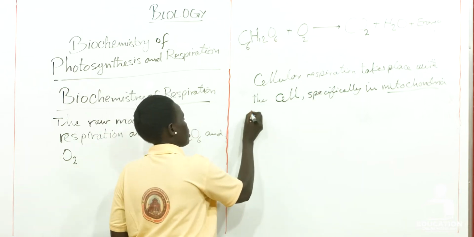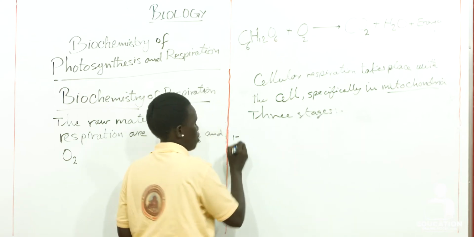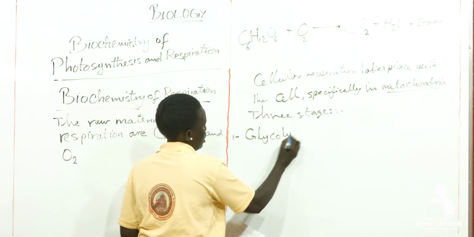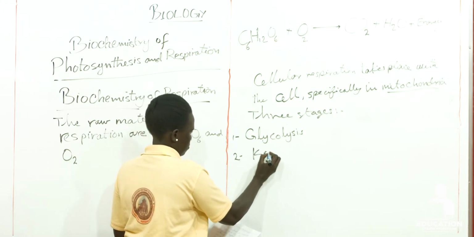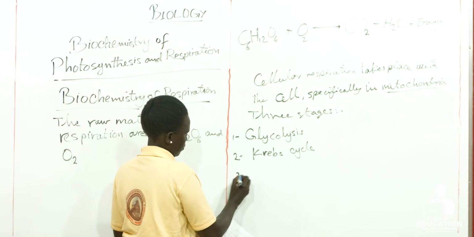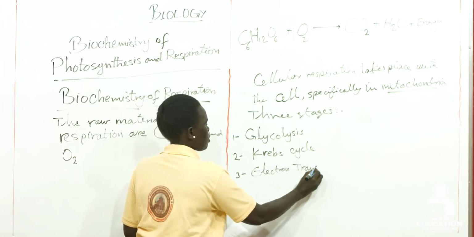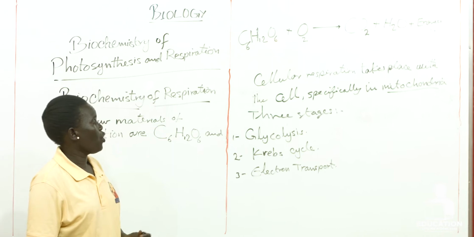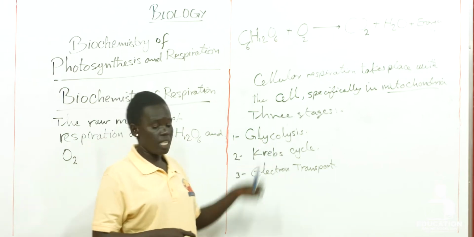What are these stages? 3 stages. Number 1, glycolysis. Number 2, Krebs cycle. Lastly, electron transport. These are the 3 stages for the cellular respiration to take place. So let us look at these stages one by one.